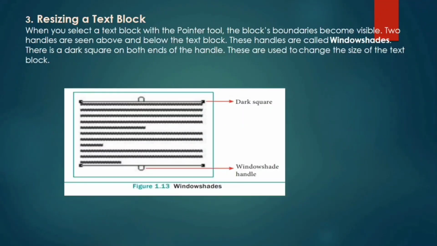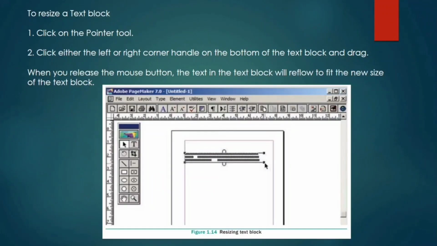Resizing a text block. When you select a text block with the pointer tool, the block boundaries become visible. Two handles are seen above and below the text block. These handles are called window shades. There is a dark square on both ends of the handle. These are used to change the size of the text block. To resize a text block, click on the pointer tool. Click either the left or right corner handle on the bottom of the text block and drag.